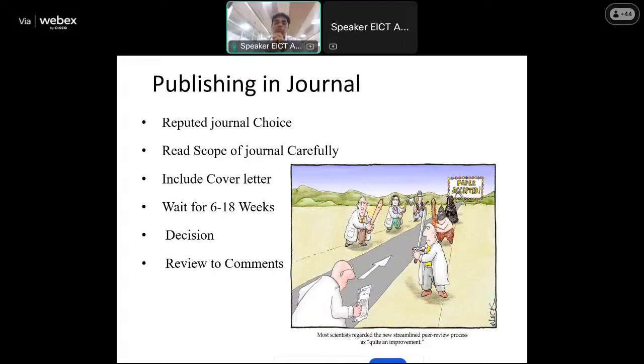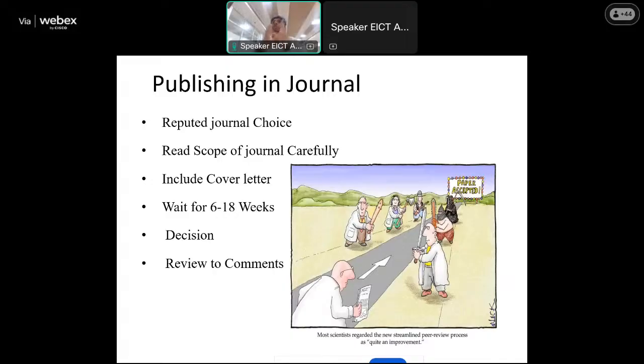Okay, so choose your journal wisely. Read the scope of the journal carefully before submitting a paper. Read the guidelines. Please include the cover letter, even though it is optional, I request you to include it. In the cover letter, clearly indicate your contribution, and if possible, write down the references of the articles which are already published and which you have included in your paper. Then wait, ideally 6 to 18 weeks, so typically 3 to 4 months, because this is the general tentative period in which the review process is completed. Then the decision.